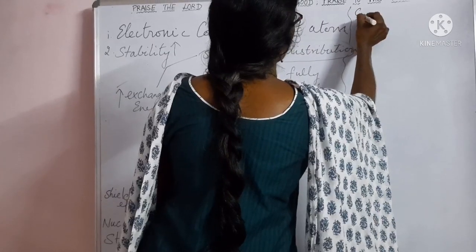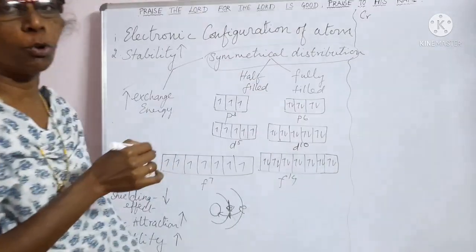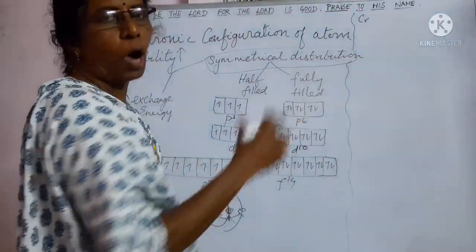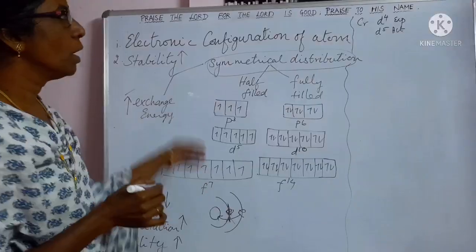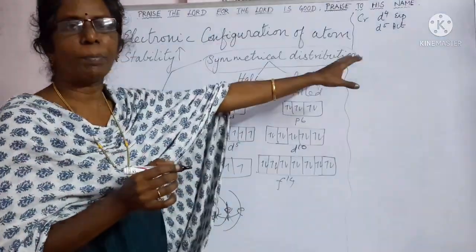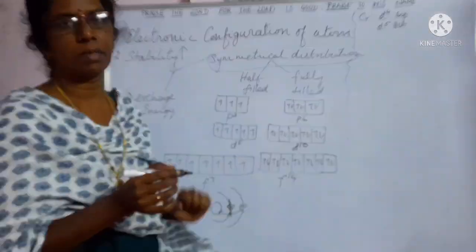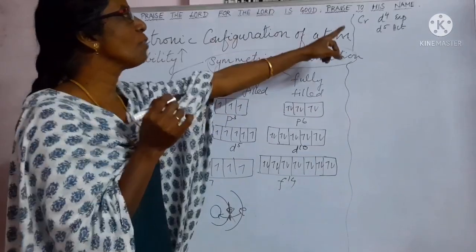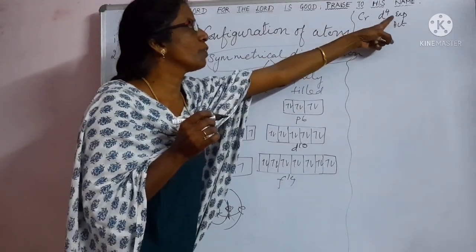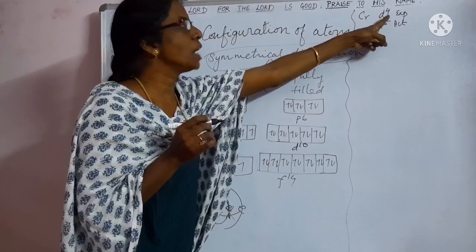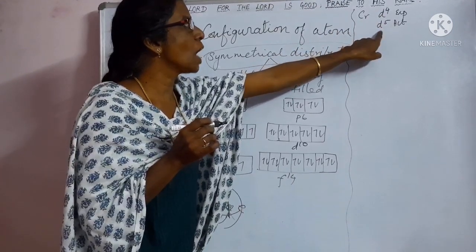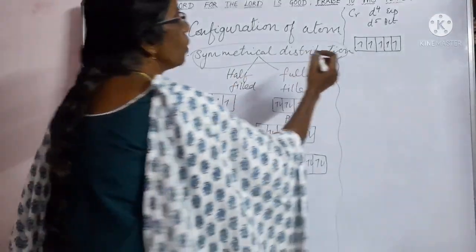I have taught you how to write the configuration of chromium. In chromium, the outermost configuration. Let us calculate what will be the exchange energy for these electrons. The first one, d4, which is called expected configuration, is otherwise called partially filled. Here this is half filled configuration. So now let us calculate.